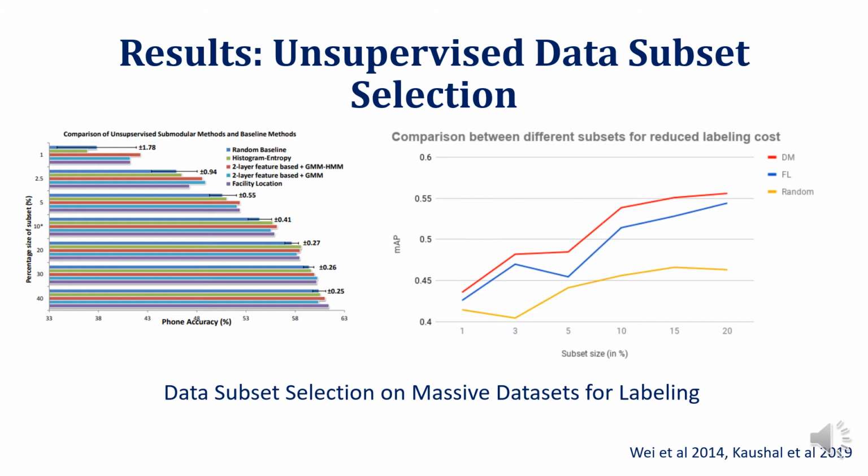Compare the results to random. We see that disparity min has the best results, followed closely by facility location. Both these methods achieve almost 5% improvement compared to random subset in terms of mean average precision. Also, diversity is more important here compared to representation.